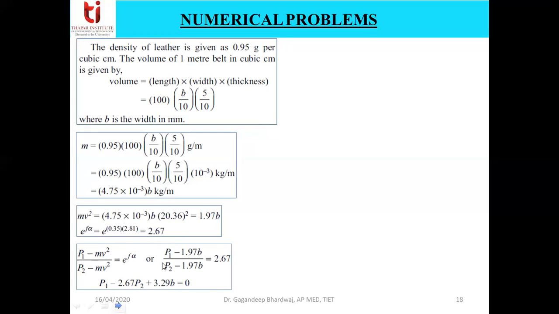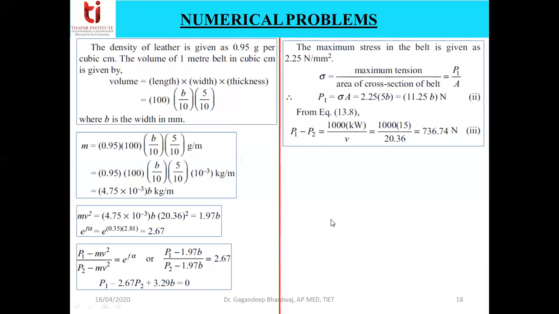So from this we have obtained one equation, that is P1 minus 2.67 P2 plus 3.29 b. This equation carries three unknown variables, that is P1, P2, b, which cannot be calculated from this one equation. So in order to calculate these three variables, we require different conditions. Also, in the numerical problem, the maximum stress in the belt is given, that is 2.25 Newton per mm square.